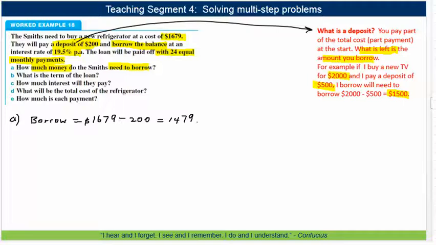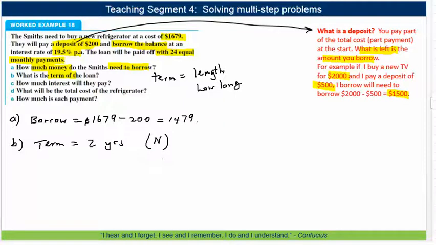Now it has this terminology, says what is the term of the loan. So term, that's another sort of financial word. Term just means the length, how long the loan goes for. So here the length of the term, it's pretty straightforward. It's 24 monthly payments. So the term is 2 years. So really that's your N in the simple interest formula, number of years. I should have said the borrowing amount, that's your principal, right? So I just put the P in there just to highlight that.